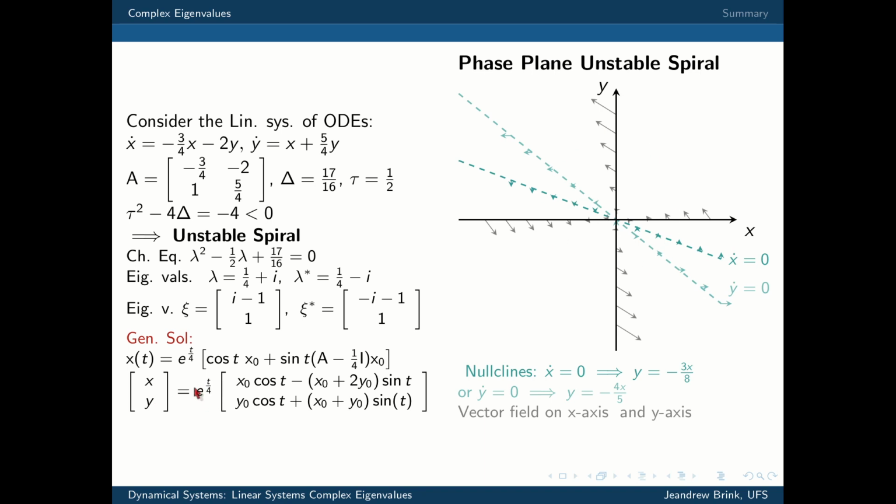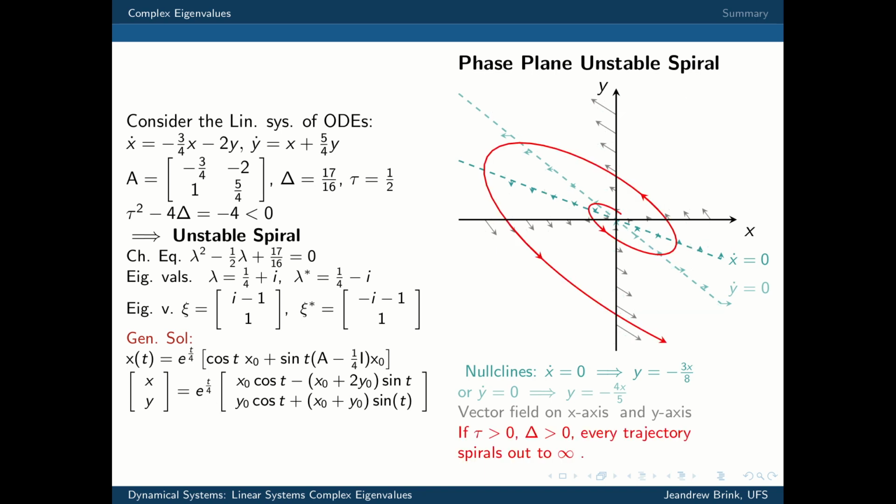You also know that the norm of the spiral is going to grow exponentially. And so if you plot it and view the full vector field, you're going to get something that looks like this. Basically, if tau is greater than 0 and your determinant is greater than 0, every trajectory spirals out to infinity. This is something that they call an unstable spiral. In a similar fashion, if your trace was negative and your determinant was positive, you would simply reverse the arrows and you would have a stable spiral. So the trace, in the case of complex eigenvalues, determines whether your spiral is stable or unstable.